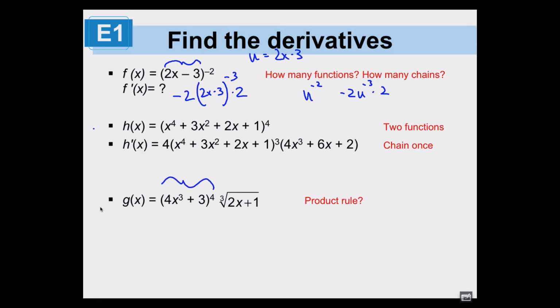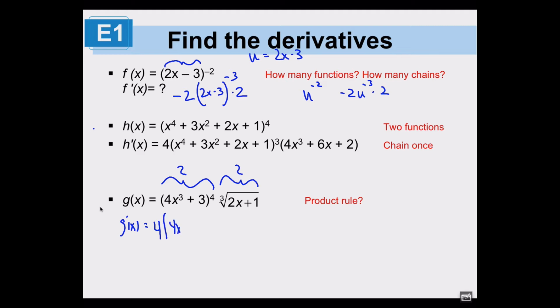In this part, how many functions? 2. So how many chains? 1. Good. How many functions here? 2. How many chains? 1. Okay, product rule. G prime of x. What do I do first? Go ahead, Mason. I would write a 4. A 4 is a good start. Where did that 4 come from? The 4th power. Good. Bring the 4th power down. Now what?